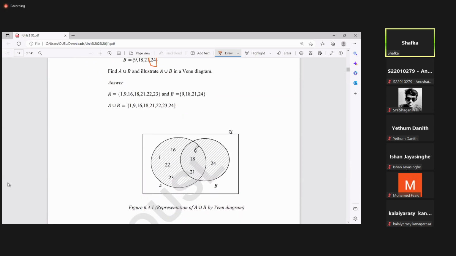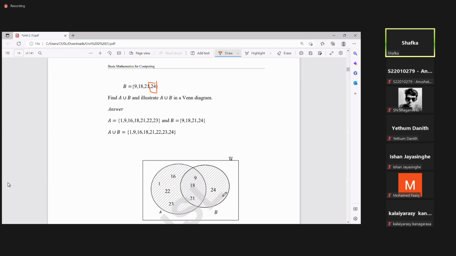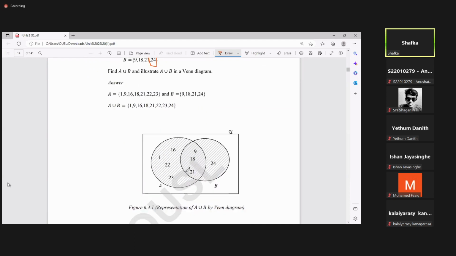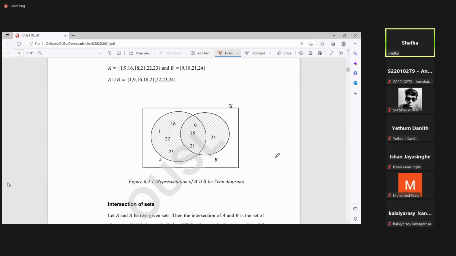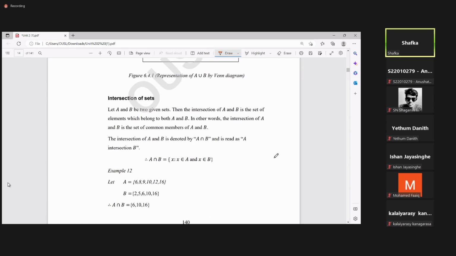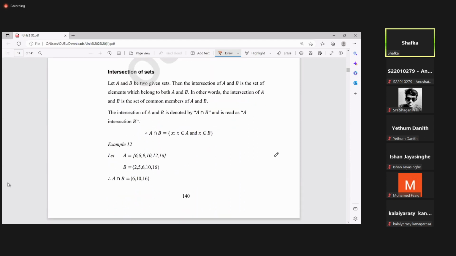If you are representing it in a Venn diagram, you can represent it like this. The colored region is the union of A and B. Okay? And then the intersection. Intersection is the common elements of those two sets. Let A and B be two given sets. Then the intersection of A and B is the set of elements which belong to both A and B. Okay? In other words, intersection of A and B is the set of common members of A and B.